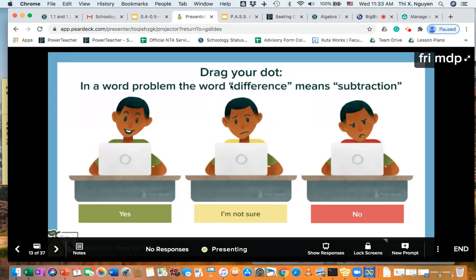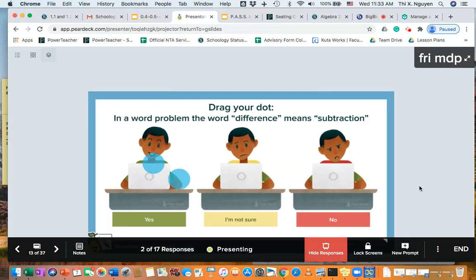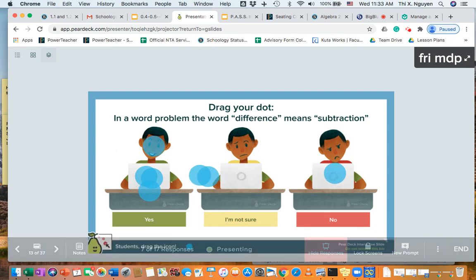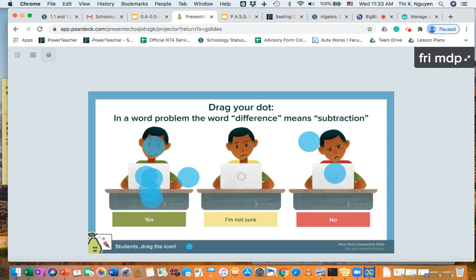Difference, the word difference means subtraction. Yes, not sure, or no? You can see the dot. I have more students go toward yes. I have some said no. I have one said no. Two people say no. Okay, that's fine. Difference means subtract. Because think about what is the difference that you have. Like you start up with some money and now it's the difference. So yes, this means subtraction.